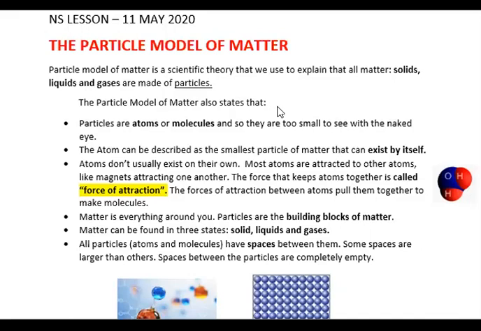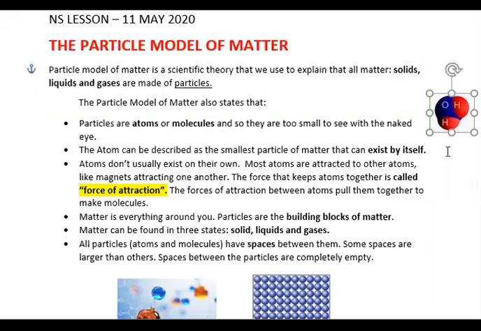The particle model of matter also states that particles, first of all, are atoms or molecules, and they are so small that you cannot see them with the naked eye. An example of a molecule is water, right? So particles are atoms and molecules in a nutshell.